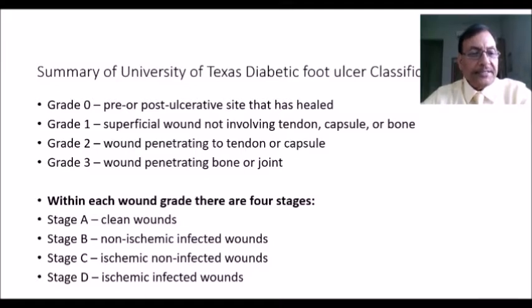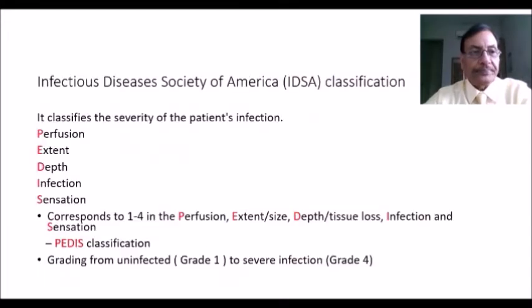Stage A is the wound is clean. Stage B, wound is non-ischemic, but it is infected. Stage C, there is an ischemia, but infection is not there, non-infected. And in stage D, there is ischemia and infection both.